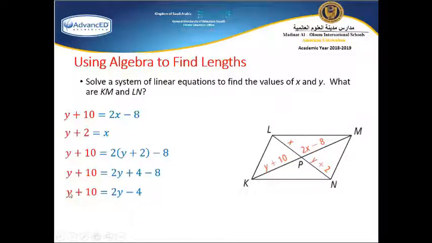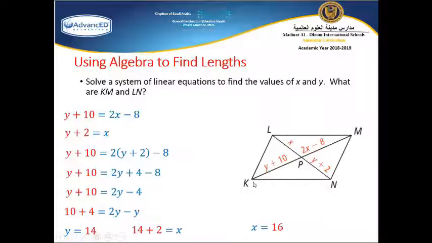By moving y to the other side and combining like terms, 2y minus y equals 10 plus 4, then y equals 14. After finding the value of y equals 14, we can make a substitution in any equation. Let's use the second one, the easiest one. Y plus 2, then 14 plus 2 equals x, then x equals 16.